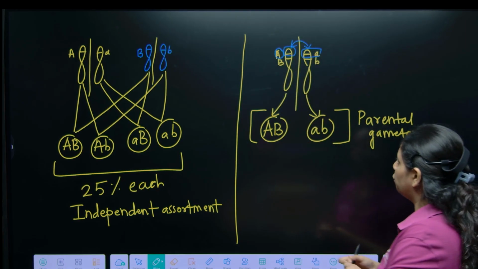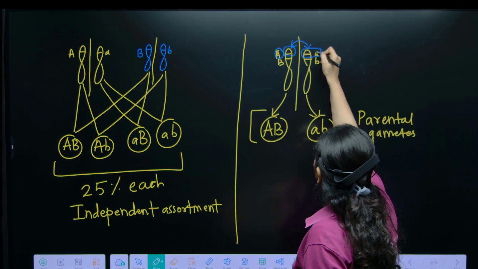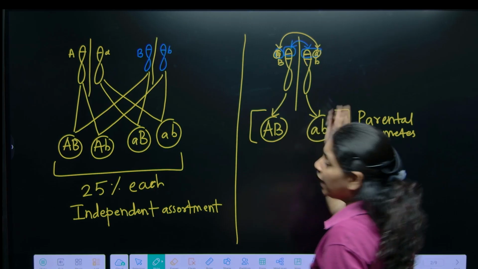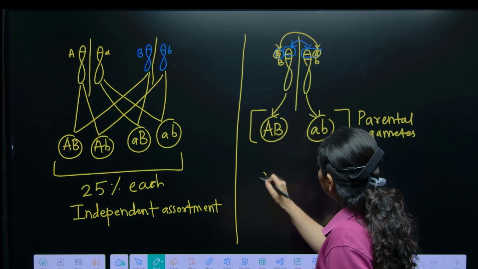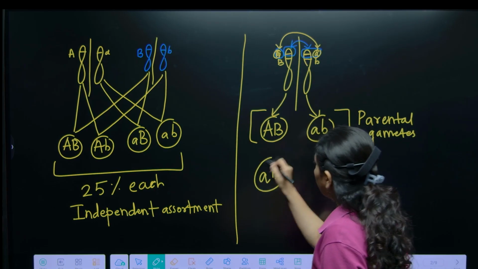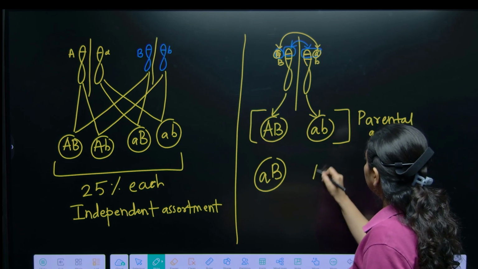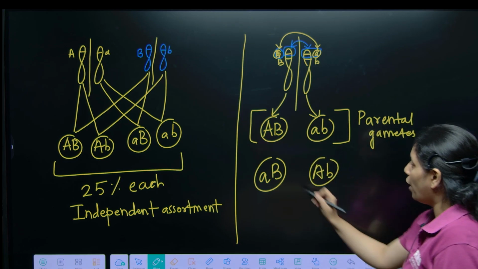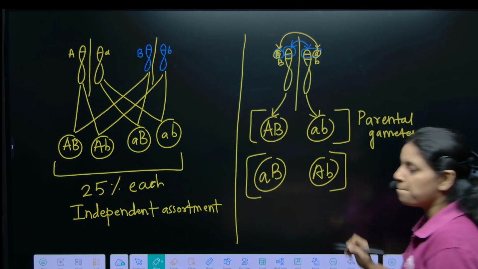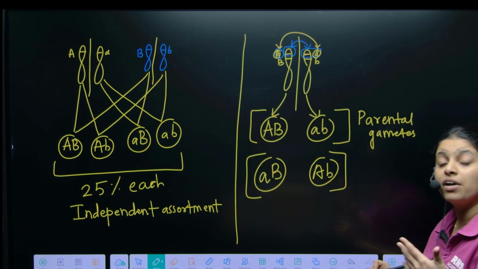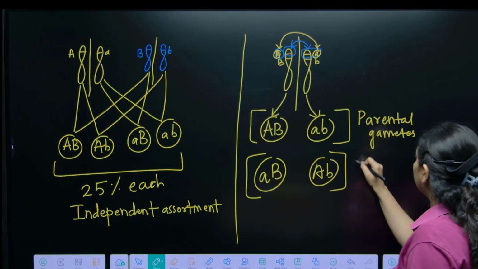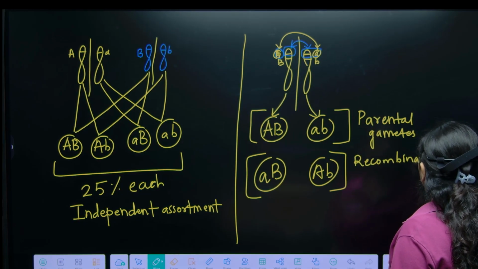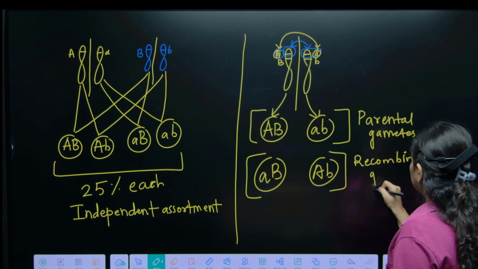In that case, we will get, like, imagine this small a and capital A. Okay, these are interchanged like this. What we will get? We'll get small a, capital B type of gamete and we will get capital A, small b type of gamete, right? Now, as these two are formed after crossing over, okay, after recombination, we call them recombinant gamete, recombinant type of gamete.